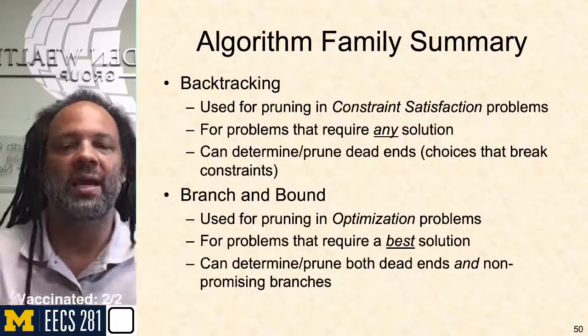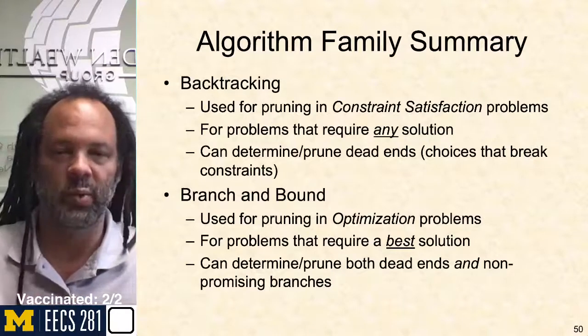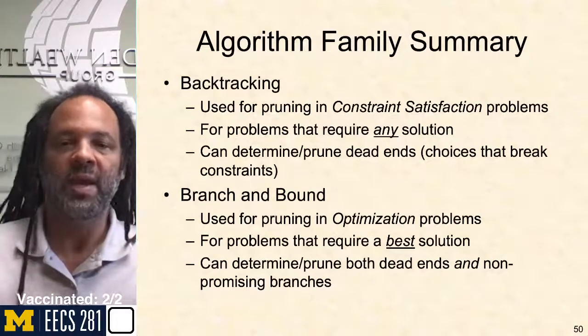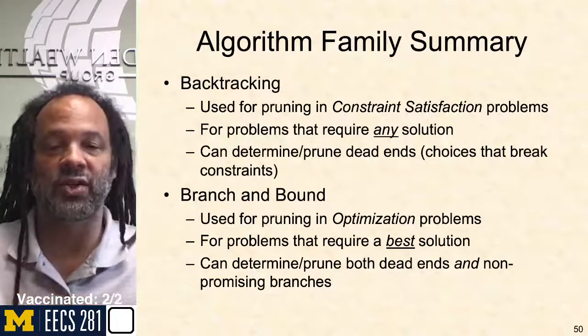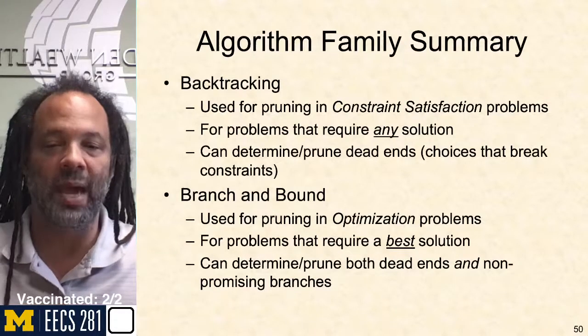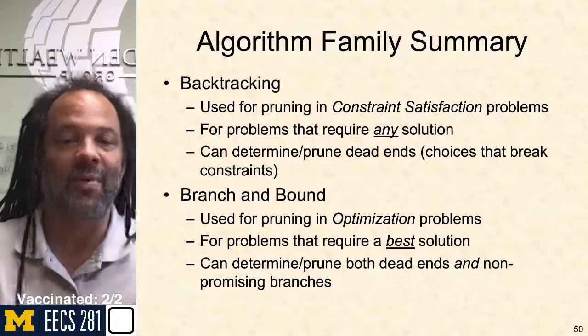So backtracking is one for constraint satisfaction problems. Usually any solution will work. We prune dead ends, any choices that break a constraint, and we get to a solution. Branch and bound is used for optimization. So we have to solve the constraint satisfaction problem, but we also want to do it in an optimal way. So we can prune dead ends and non-promising branches.